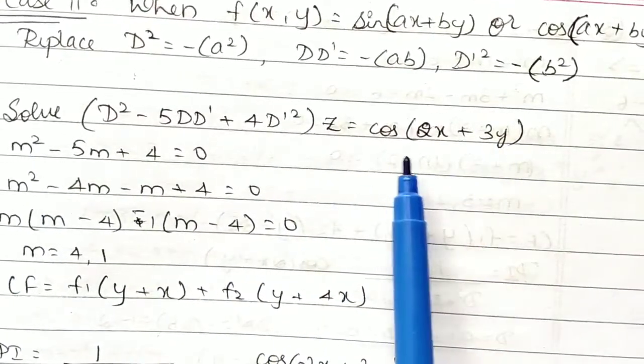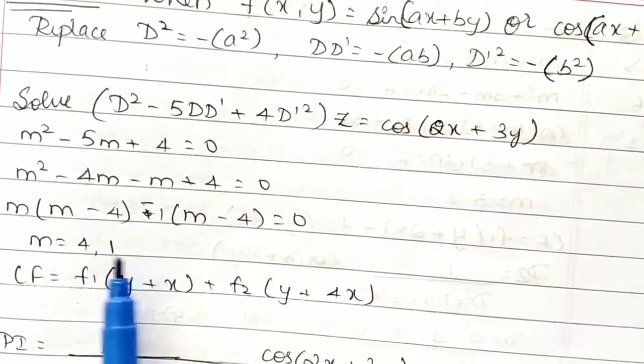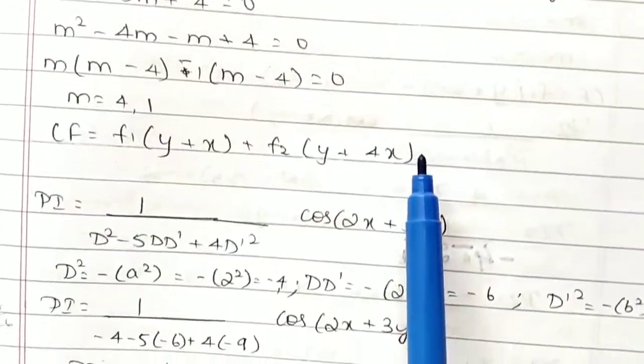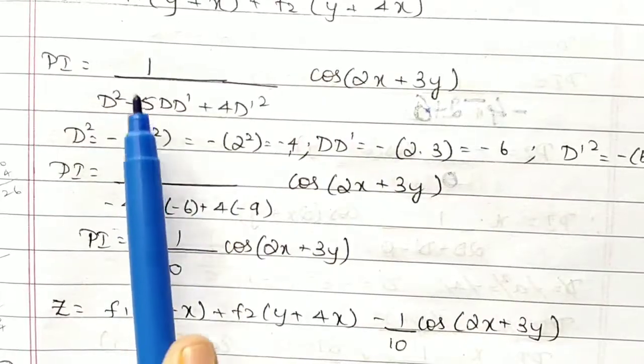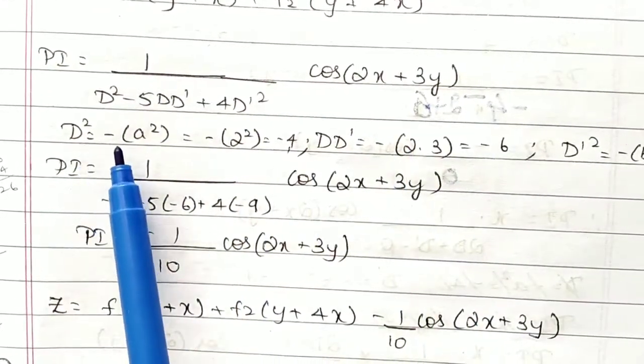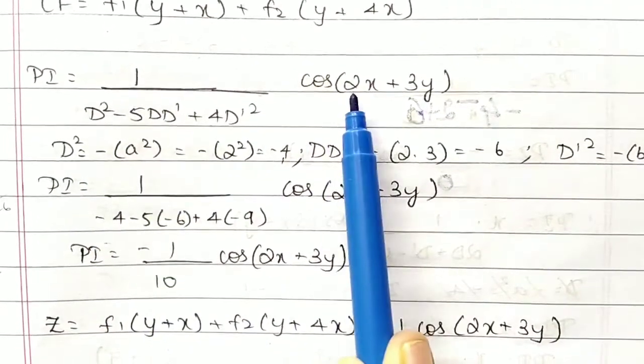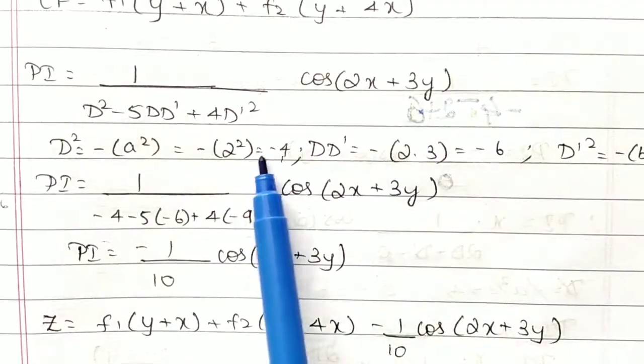This is cos of 2x plus 3y, and the auxiliary equation for getting the roots and writing the complementary function is the same. If we come to the particular integral, 1 by the quotient into cos. So according to the formula, D square is minus a square. Minus is outside and you have to write a square. A means 2, b means 3. So you'll get minus 4.